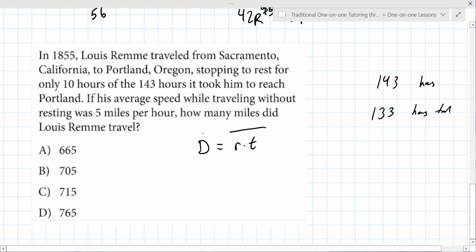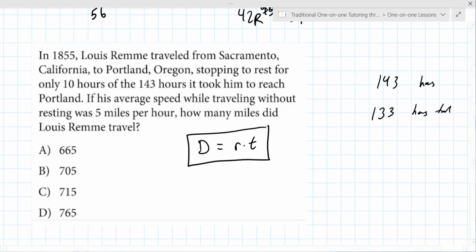That's the only equation you need to remember. That's usually not given on this test, or maybe it's in the beginning, but you wouldn't go back and look. Now, are they giving you the rate? Are they giving you the distance? Are they giving you the time in this problem?